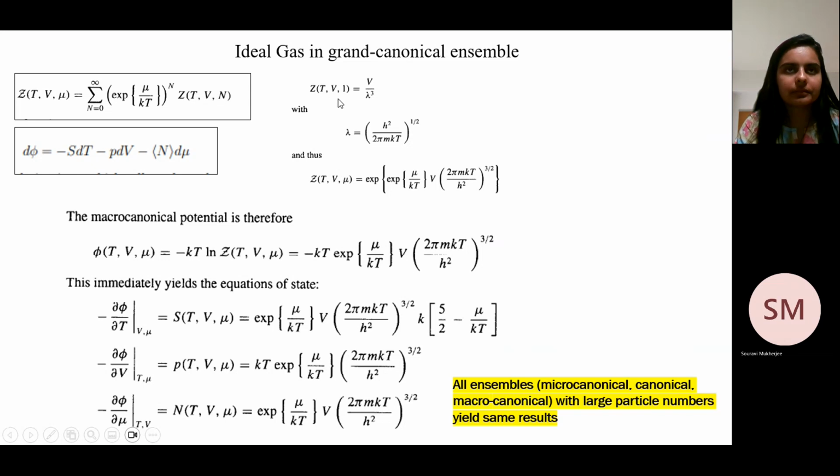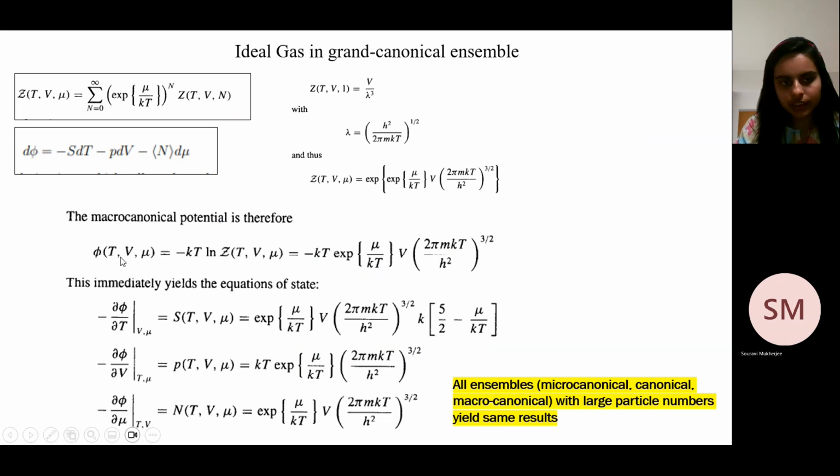So if you have identical non-interacting particles, the canonical partition function for n particles would be equal to the canonical partition function for one particle to the power n, divided by n factorial. If you use that relation, you can see how the grand canonical partition function is related to the canonical partition function for one particle. So once you find the canonical partition function, you can extend it to find the expression for the grand canonical partition function.